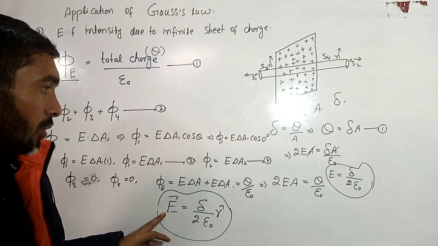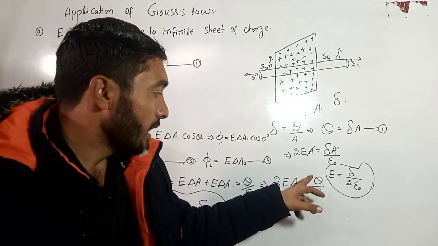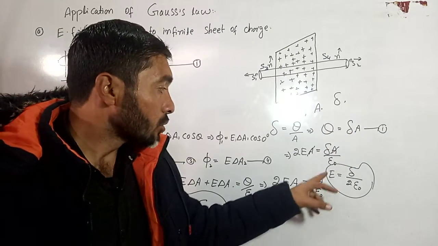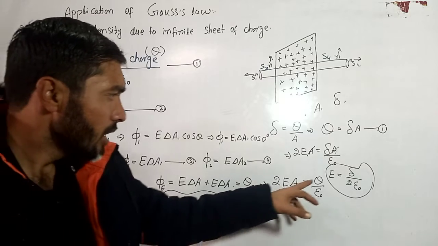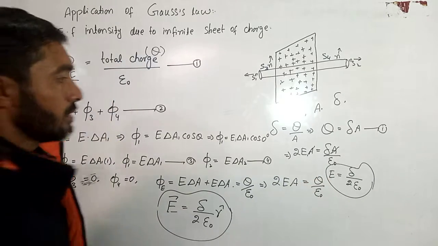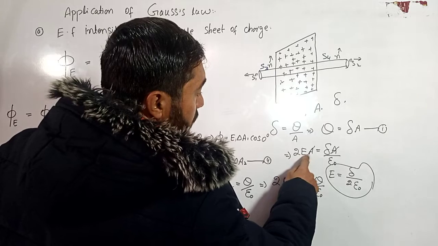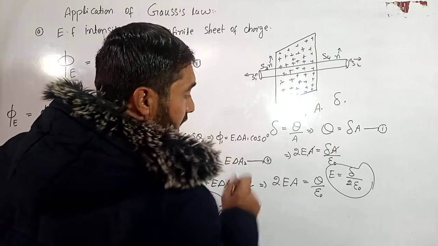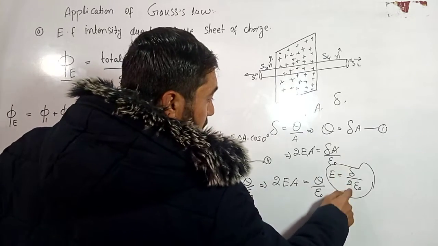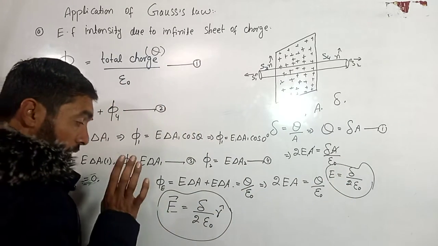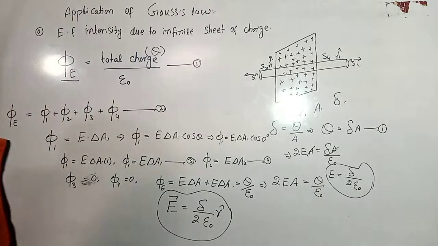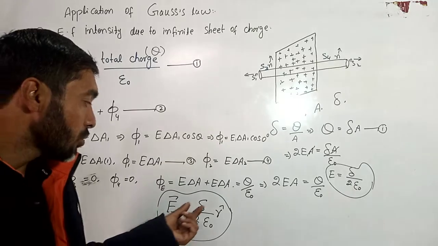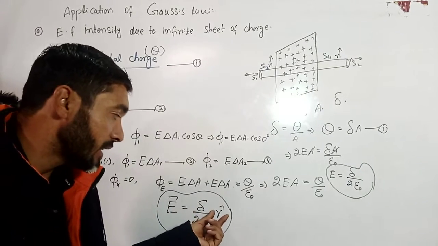Now E is equal to, instead of Q, we will use this value. Q is equal to sigma A. So 2EA is equal to sigma A divided by epsilon naught. A will cancel A. So E is equal to sigma divided by 2 epsilon naught. Electric field intensity is a vector quantity, so we will use it in the form of direction. So E is equal to sigma divided by 2 epsilon naught into r hat.